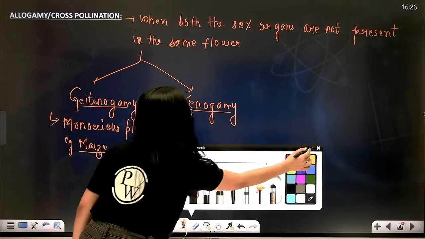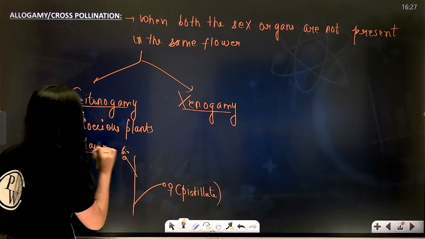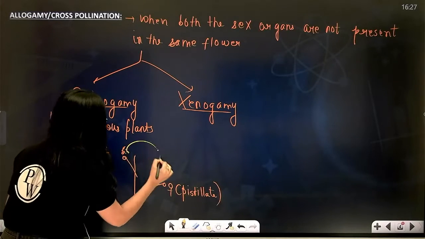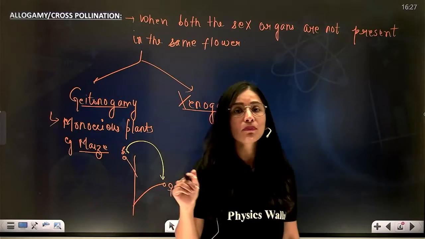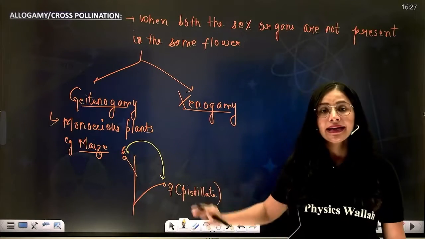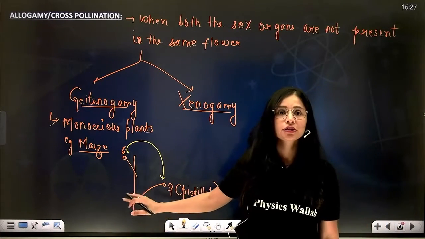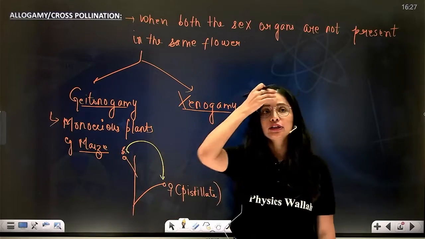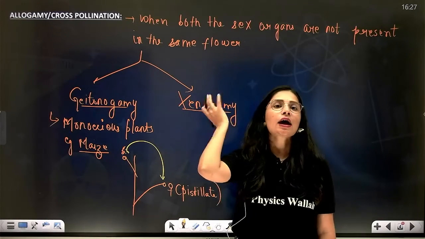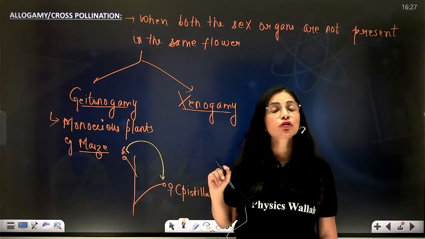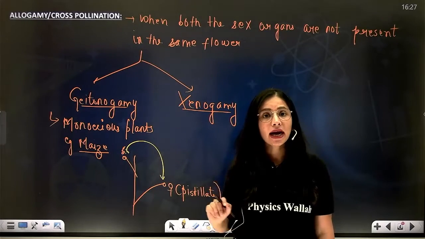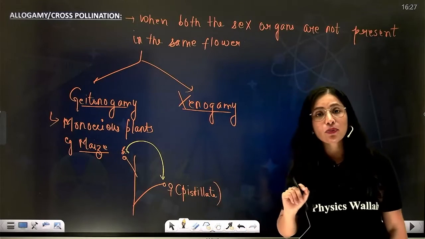Now suppose this is the male flower which is going to produce the pollen grain. Now pollen grain, if they fall on the stigma of another flower but born on the same plant body, then this type of cross-pollination is known as geitonogamy. Right? Now geitonogamy is, beta, ecologically cross-pollination but genetically self-pollination.